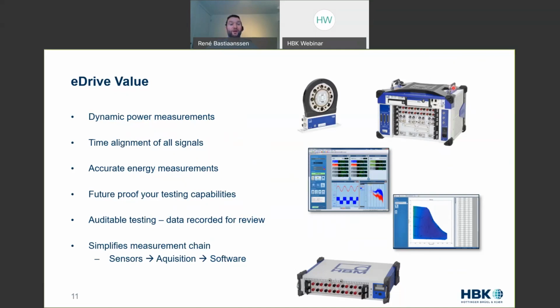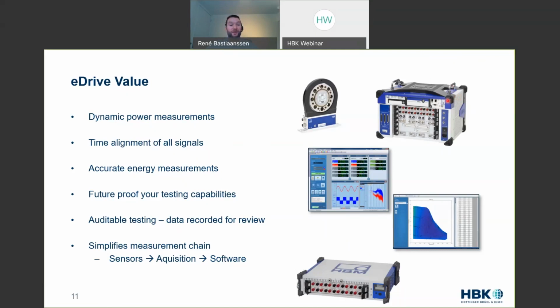Additionally, it provides for auditable testing. All the data is recorded for review, but not only the data is available for review, the calculations, like the formulas used to get to your results, are also available for review. So we do not tell you only the result, we also tell you how we get there.